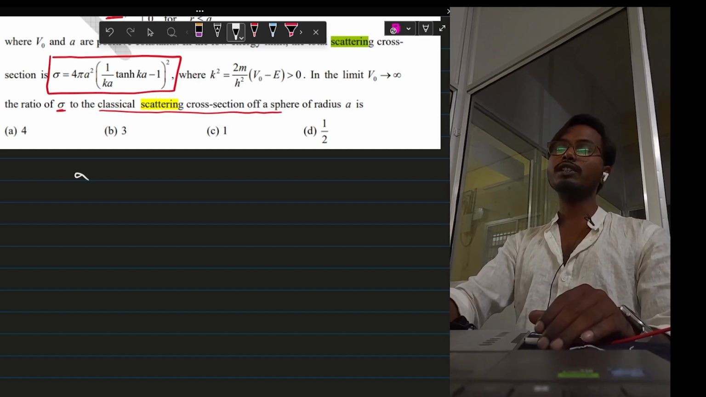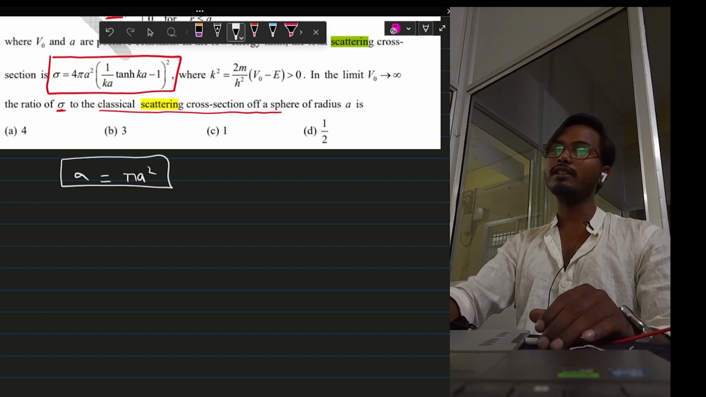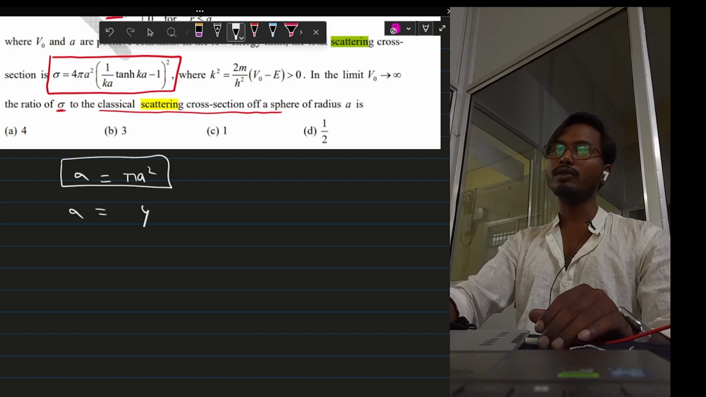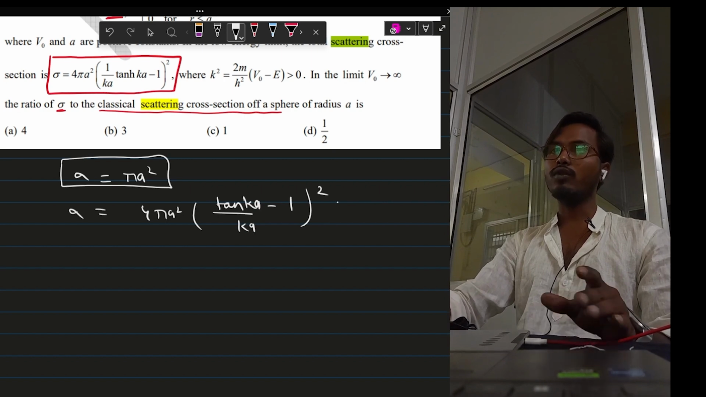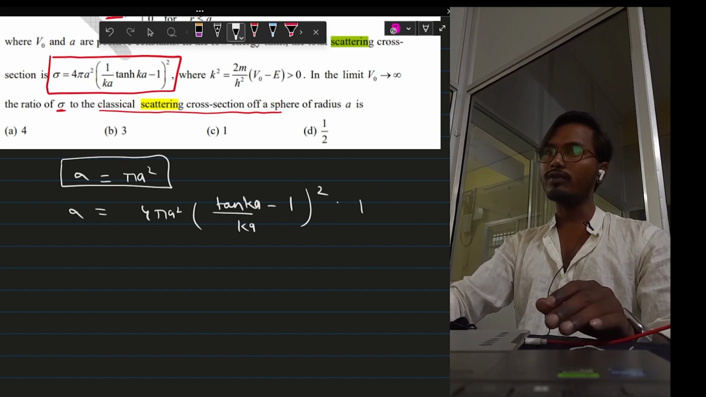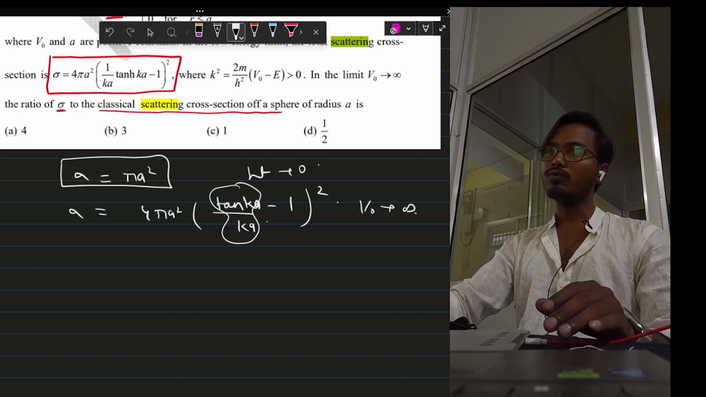Okay, so what is the cross section in the classical case? It is pi a square. This is the classical case. For the quantum case, we have sigma equals 4 pi a square times tan ka minus 1 divided by ka, all squared. For b naught tends to infinity, we can take the limit of this to be tending to 0.